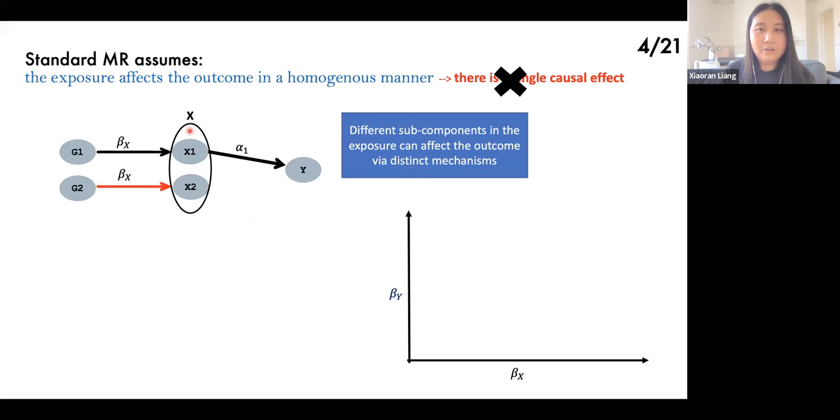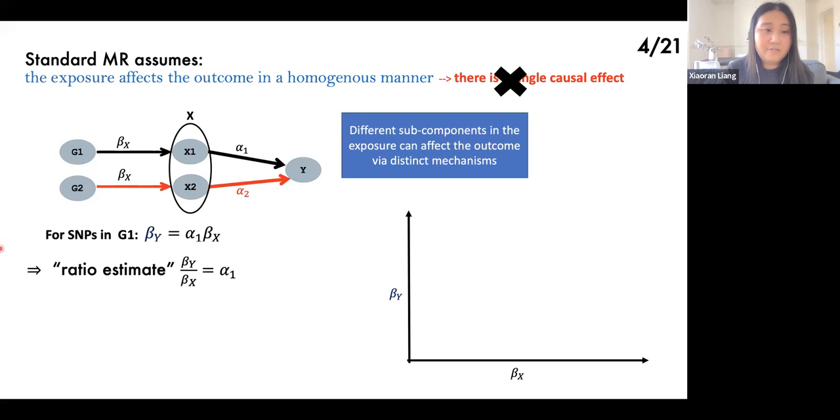For example, it might look like we have a single exposure X, but it actually has different components. Let's call them X1 and X2. And more importantly, those components might affect the outcome Y in different ways. Like here, the causal effect of X1 on Y is alpha 1. But for the second component, X2, the causal effect of X2 on Y might be alpha 2, which is different from X1. So in this case, for all the SNPs in G1, which are correlated with the first component X1, we have beta Y equals alpha 1 times beta X.